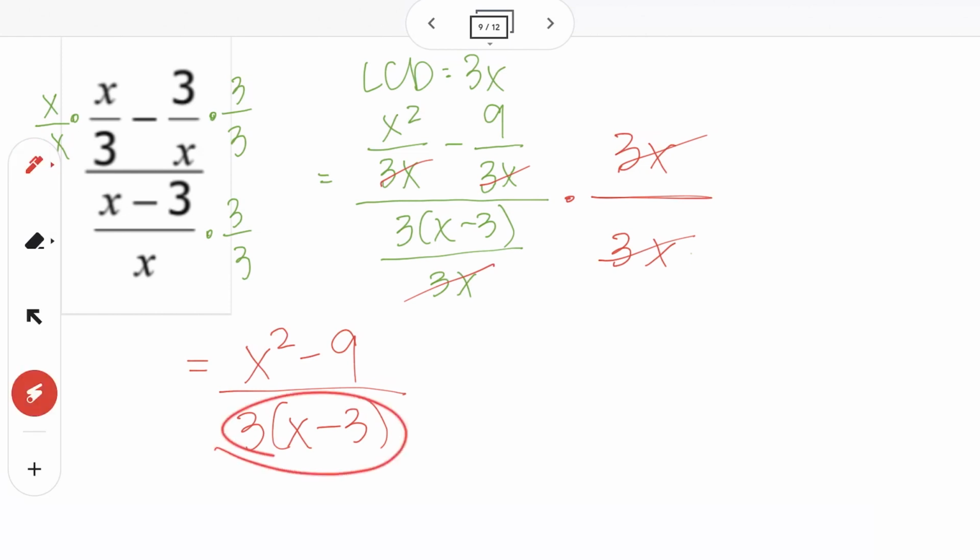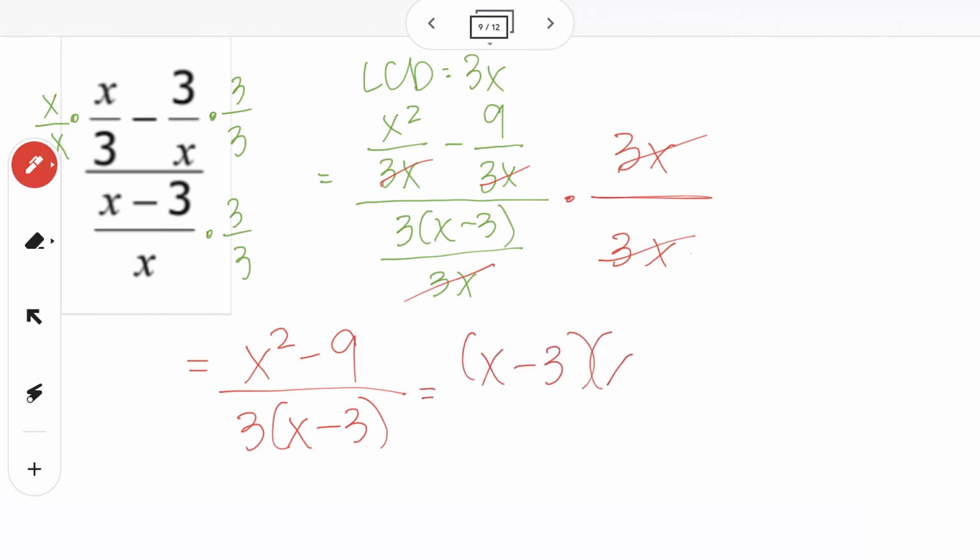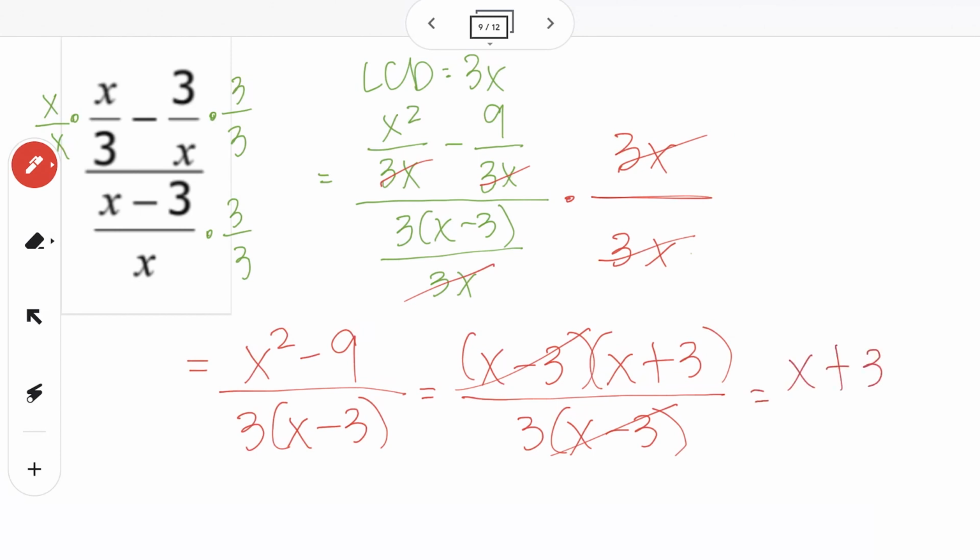We want this factored. The bottom is currently fully factored, so that's fantastic. The top I can keep factoring as x minus 3, x plus 3, all over 3 times x minus 3. And then my x minus 3's cancel. And this is my final answer.